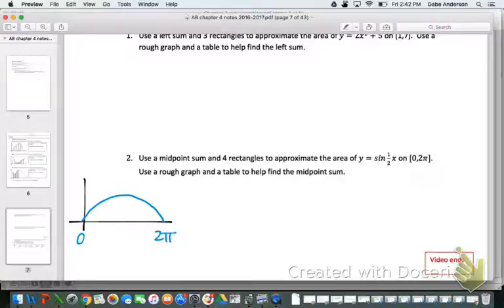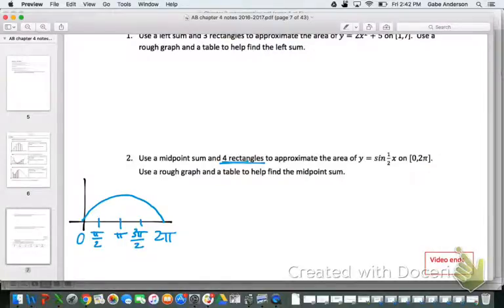It made it wider. So this says use a midpoint sum and 4 rectangles. So 4 rectangles means 4 subintervals. I need to split this 0 to 2 pi up into 4 little sections. So one right here, split that one up, split that one up. Let's think about how wide each subinterval would be. If I do the halfway mark, it would be pi, and then this would have to be another halfway mark, so that would be pi over 2, making this 3 pi over 2.